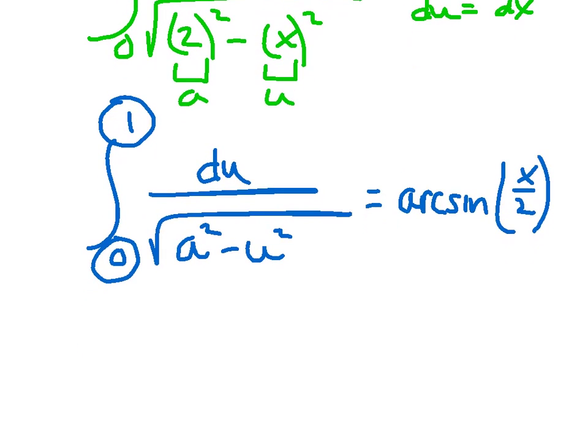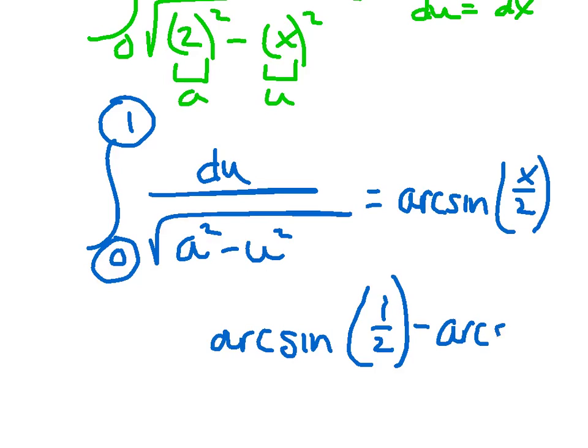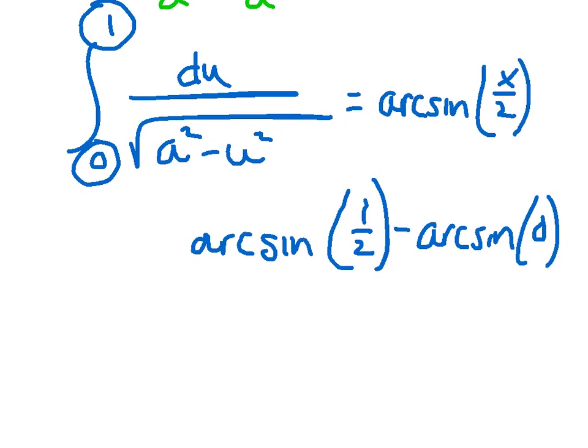So I'm going to say that's arc sine of 1/2 minus arc sine of 0. All right, now you can't actually leave it like this. These are two values you have to know. You've got to be able to simplify this. And arc is kind of like the answer.